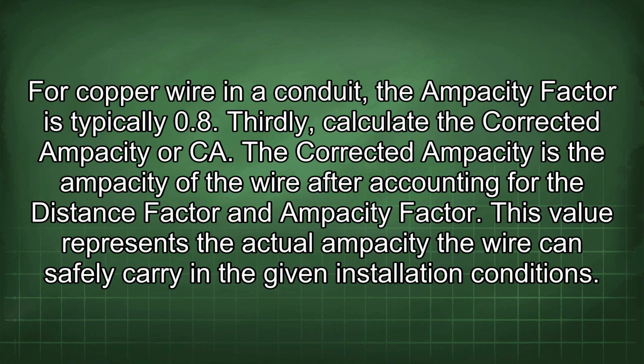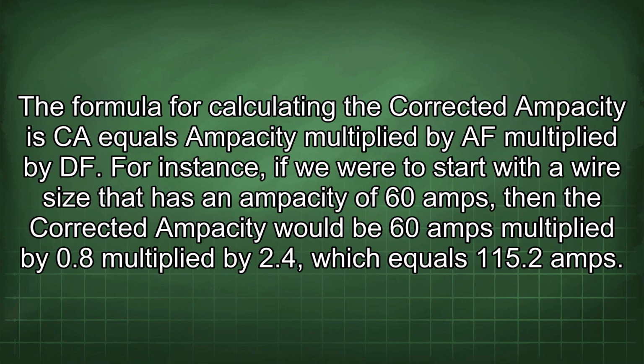Thirdly, calculate the corrected ampacity, or CA. The corrected ampacity is the ampacity of the wire after accounting for the distance factor and ampacity factor. This value represents the actual ampacity the wire can safely carry in the given installation conditions. The formula for calculating the corrected ampacity is CA equals ampacity multiplied by AF multiplied by DF.